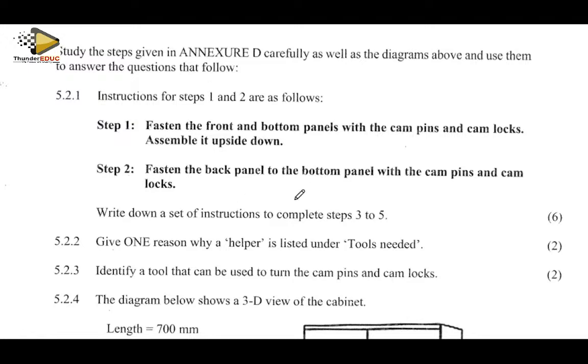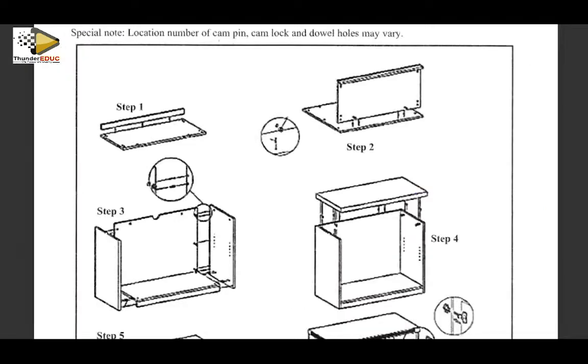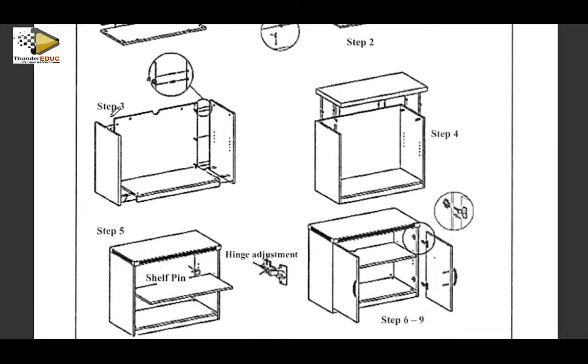Write down a set of instructions for step 3 to 5. So simply meaning these are step number 3, step number 4, step number 5. 6 marks, each step will take 2 marks. Okay, let's go to the next one. You see, step number 3, what would you write as instructions?